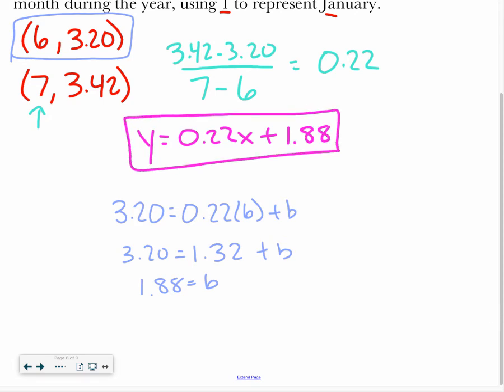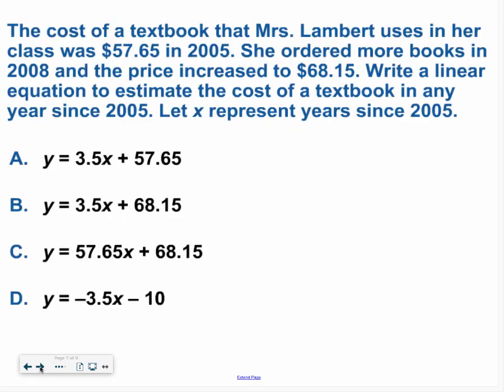I know I tell you that I like fractions, I don't like decimals for slope, but since this is a real world concept with money, it's okay to have a decimal for your slope. Go ahead and try this one on your own, see how you do. Hopefully you ended up with y equals 3.5x plus 57.65.